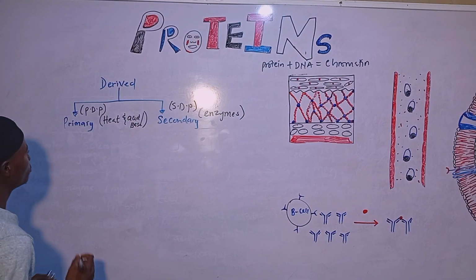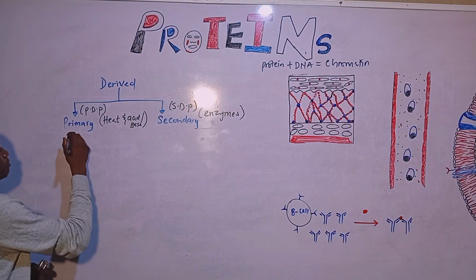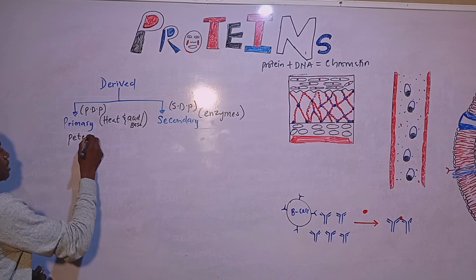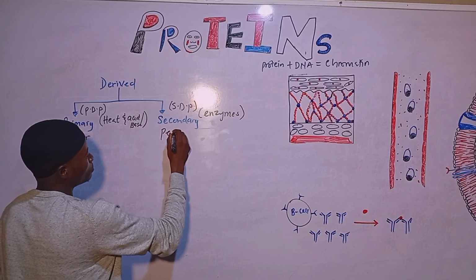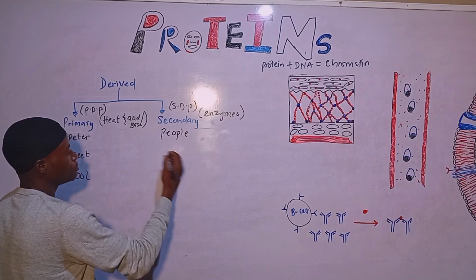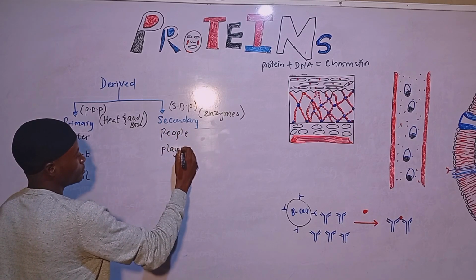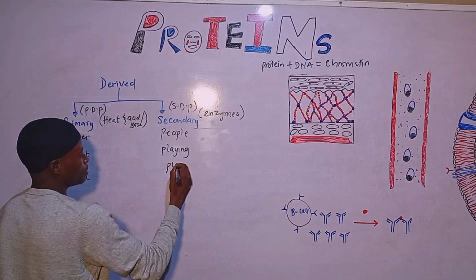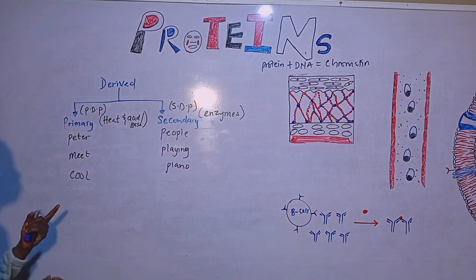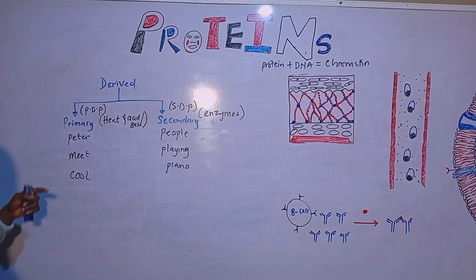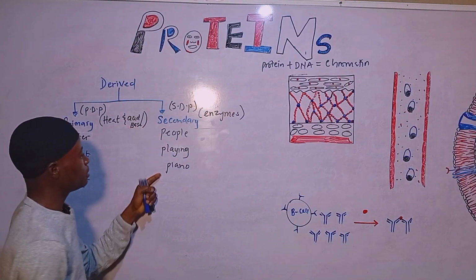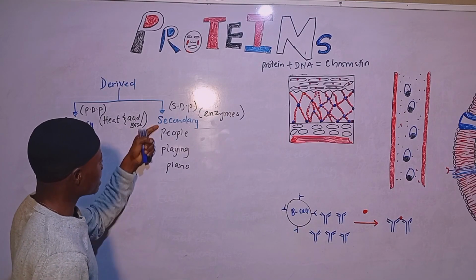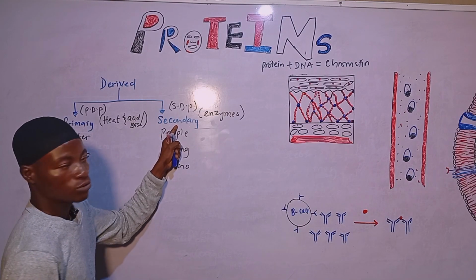In that case, for example, let me just give you the mnemonic: Peter meets cool people playing piano. Peter meets cool people playing piano. In that case, PMC, which is the first letters, represents the primary protein. Then PPP, which is the last few letters, represents the secondary protein.